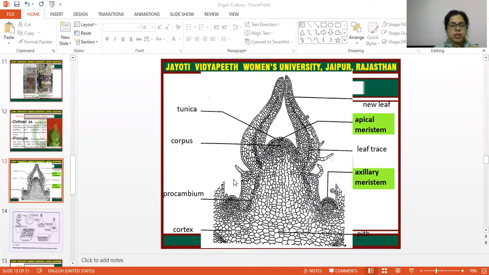So this is the basic structure of the apical meristem, and whenever you are doing shoot apical meristem culture, you have to cut your explant at this region so that you get apical meristem in maximum number. It will enhance the growth rate of your culture, and it will help in the rapid multiplication of the cells, because these apical meristems have the tendency to multiply in large number and at very rapid speed.